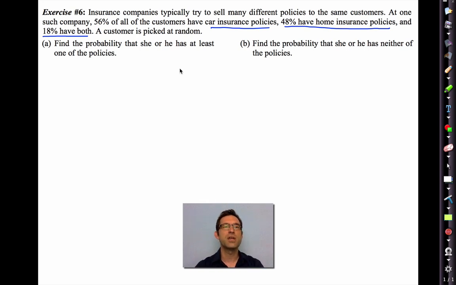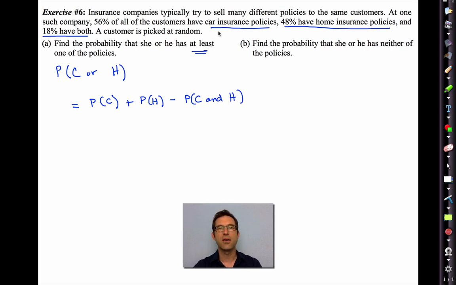Letter A says, find the probability that she or he has at least one of the policies. So in other words, we want the probability that they have a car or home, right? At least one means I could have a car policy or a home policy, or I could have both. All right, well, using the addition rule, that would be the probability that we have car insurance plus the probability we have home insurance minus the probability that we have them both. And again, it's very important to do that subtraction because again, imagine 100 people. 56 of them fall inside of the circle that says C, 48 of them fall inside of the circle that says H, and 18 of them fall in that intersection, that slice.